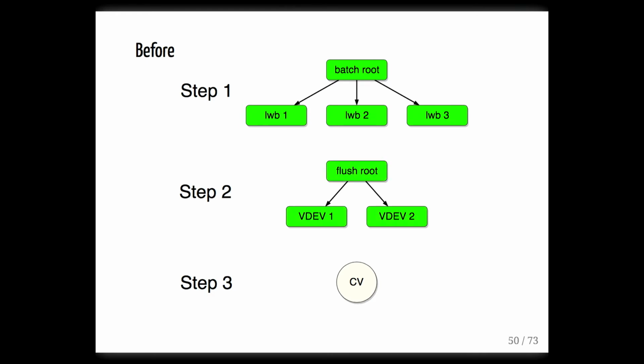Next, after the blocks completed, step 2 would consist of issuing the flush to each VDEV and then waiting for those flushes to complete. And finally, after all those flushes completed, the ZIL CV would be signaled to notify any waiting threads. All threads that called ZIL commit would be waiting on the CV, so this was a mechanism to let them know that their data is safe on disk.